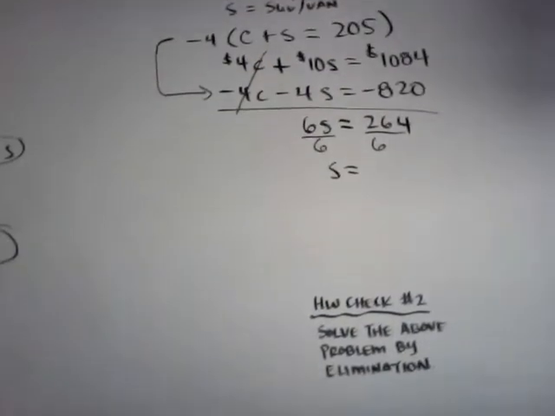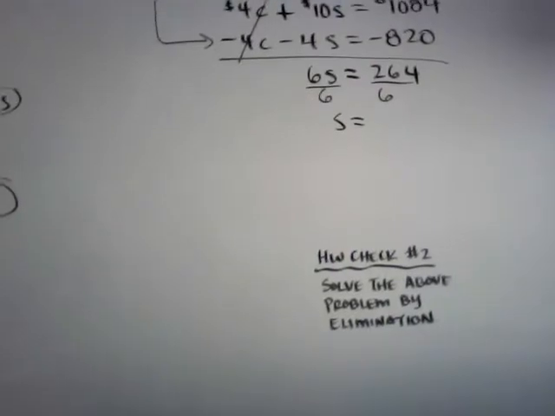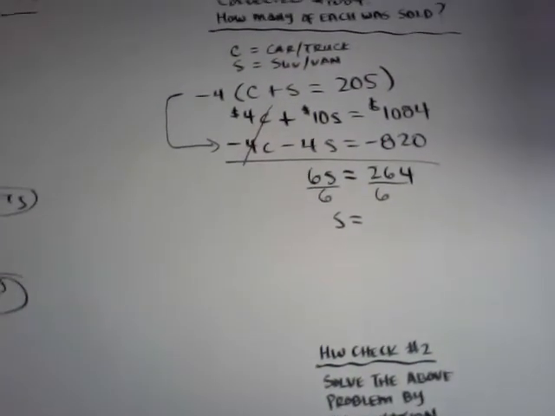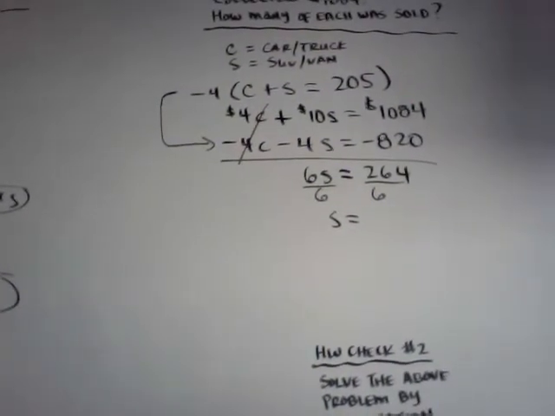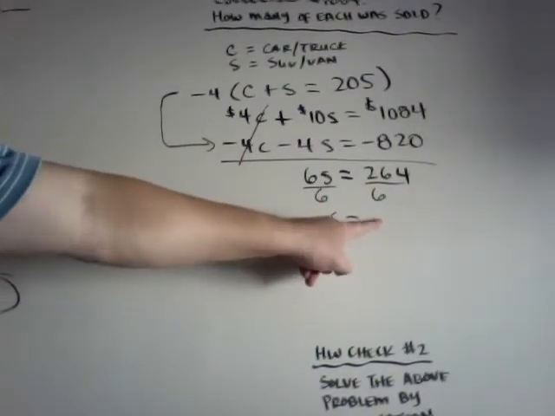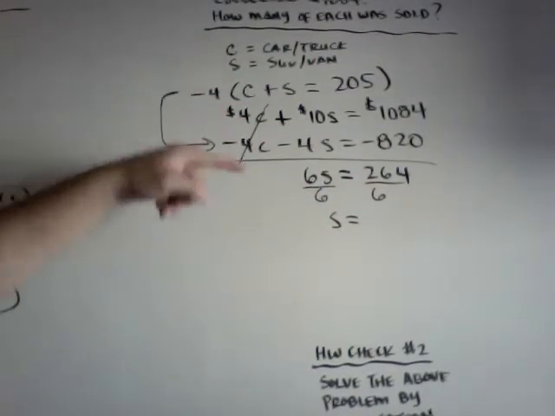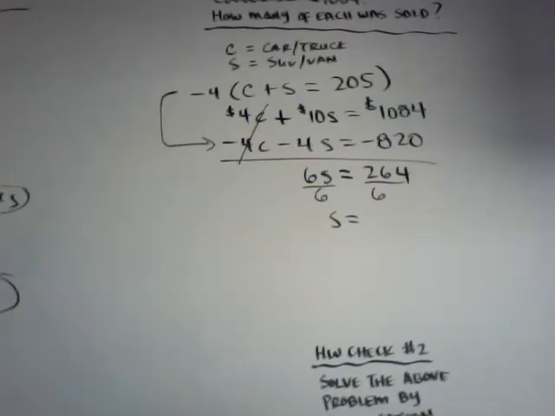So homework check number 2 is solve the above problem by elimination. So here's your two equations. I did it all the way up to S, so you need to find S, and then you need to go back and find C for cars and trucks. Okay, that is the lesson. Hope this helps.